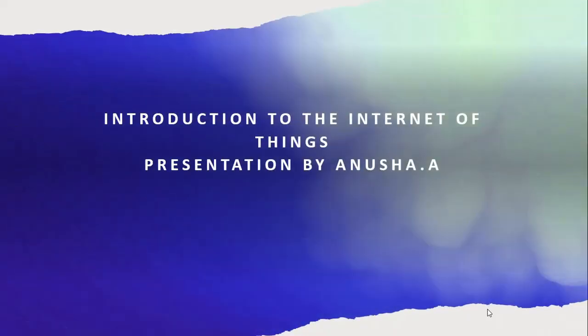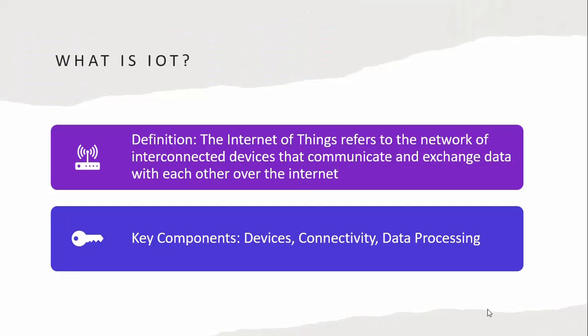So, introduction to the Internet of Things. So what is IoT? The Internet of Things refers to the network of interconnected devices that communicate and exchange data with each other over the internet. Here the main component is the internet, which we need. For the devices to connect with each other, we need internet. Without this, it cannot work.